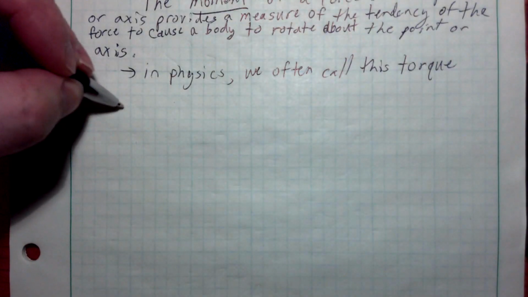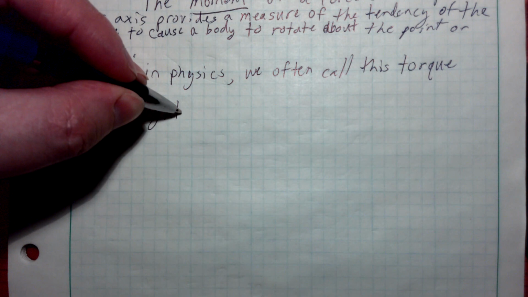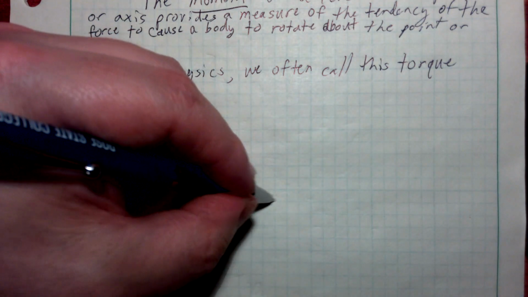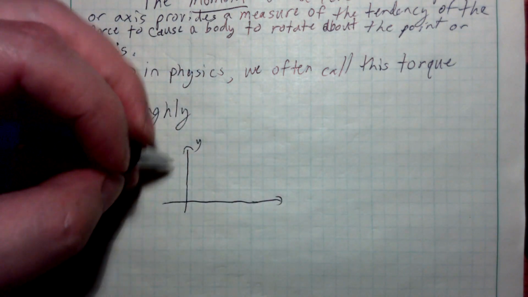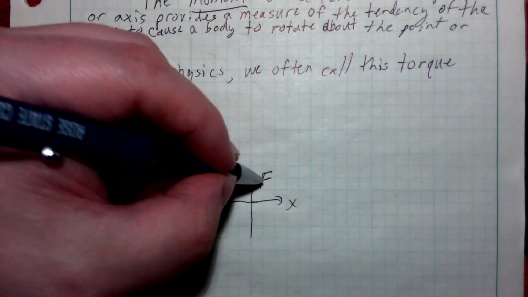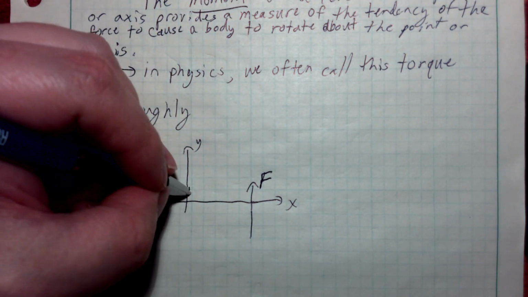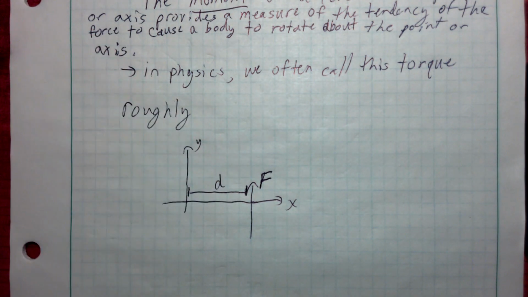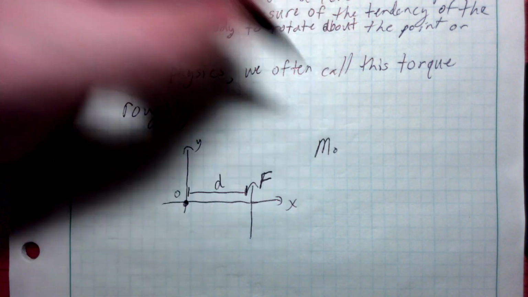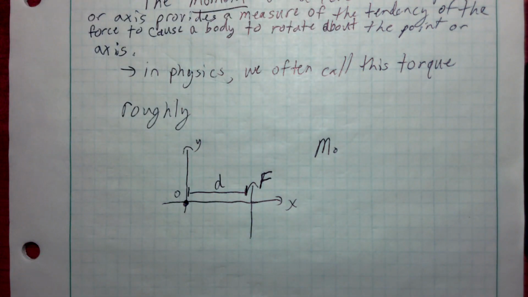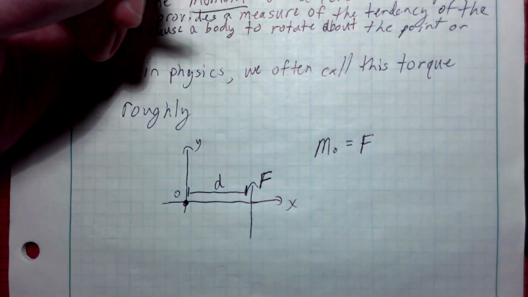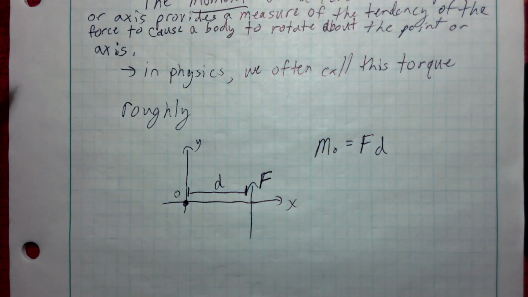Roughly, in 2 dimensions, in the simplest terms, if I have an XY plane here, and I apply some force F some distance D from the origin O, the moment about the origin, M sub O, the moment applied to the origin, would be equal to the force multiplied by this distance D.